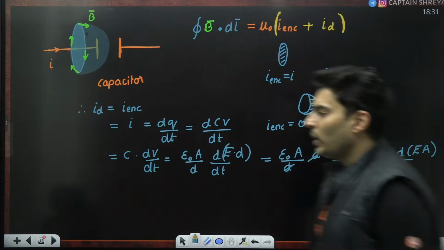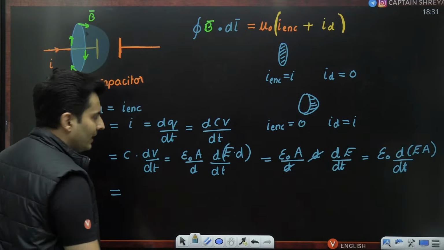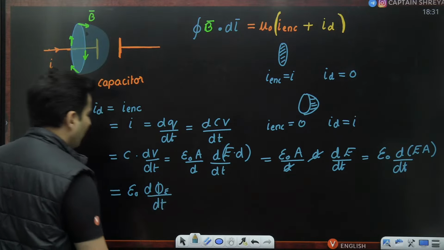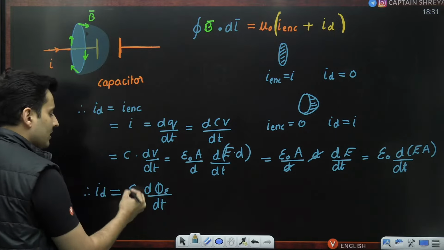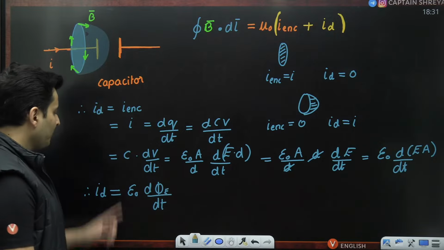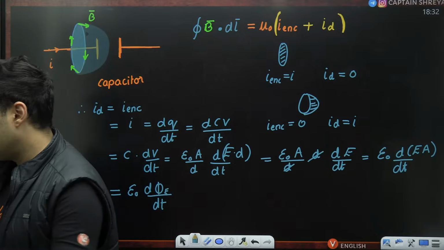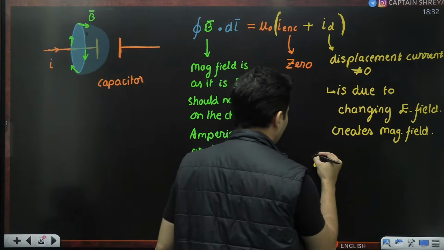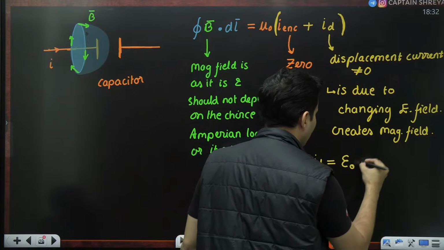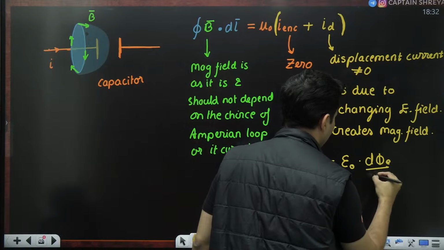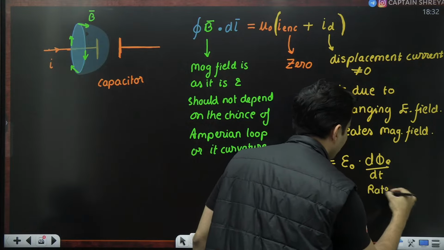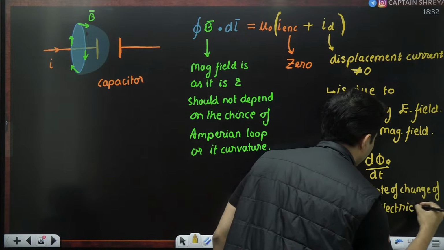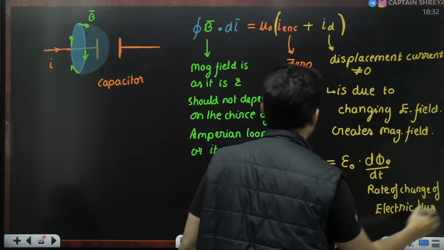Now what is electric field into area? Electric field into area is the electric flux. So it will be d phi of electric flux by dt. Therefore the displacement current is permittivity into rate of change of electric flux. So that is the derivation for that, and hence I usually write it over here. This particular displacement current is nothing but permittivity into rate of change of electric flux. Electric flux, very, very important.